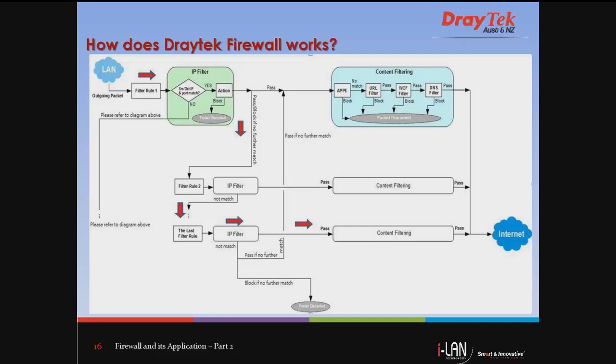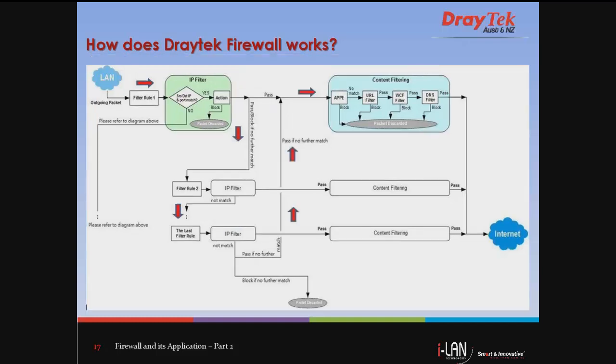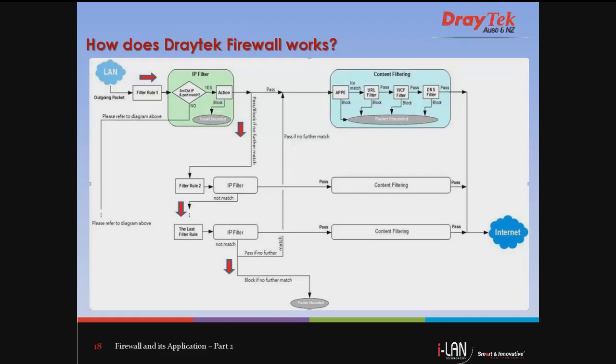If a packet matches the IP filter of another rule, the router will apply the new rule. In this example, the packet matches the last filter rule. If the packet does not match any other rules in the same filter set, the router will progress to content filtering of the original rule if the action is set to pass if no further match. But if the action is set to block if no further match, the packet will be discarded.